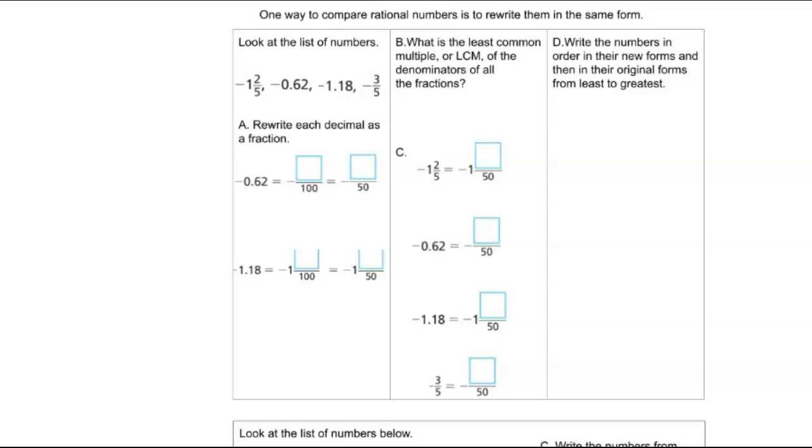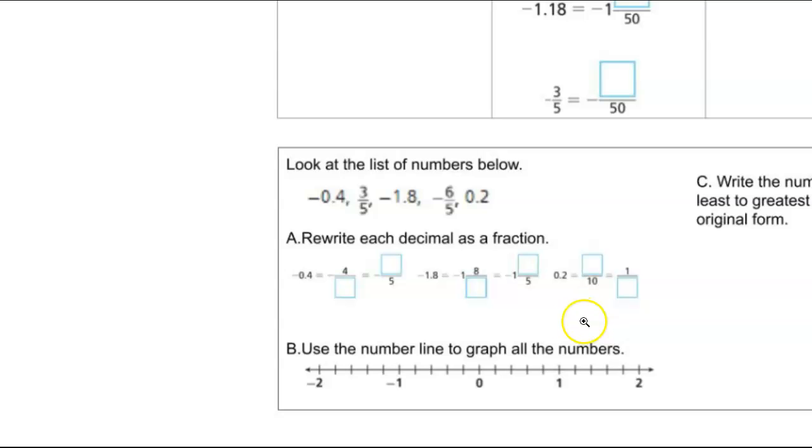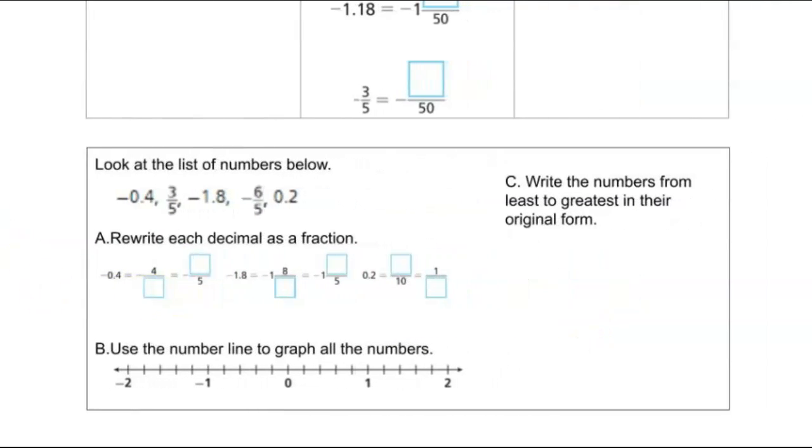In your notes, you won't see this because I'm realizing that this is the same problem from the other side. So in your notes, you're not seeing this because I have redone it by that time. So we're going to go down to the very bottom, and we're going to look at the list of numbers below. So we have 1, 2, 3, 4, 5 numbers. We're going to write each decimal as a fraction. I'm going to zoom it in so we can see it a little bit better. And we're going to rewrite them.